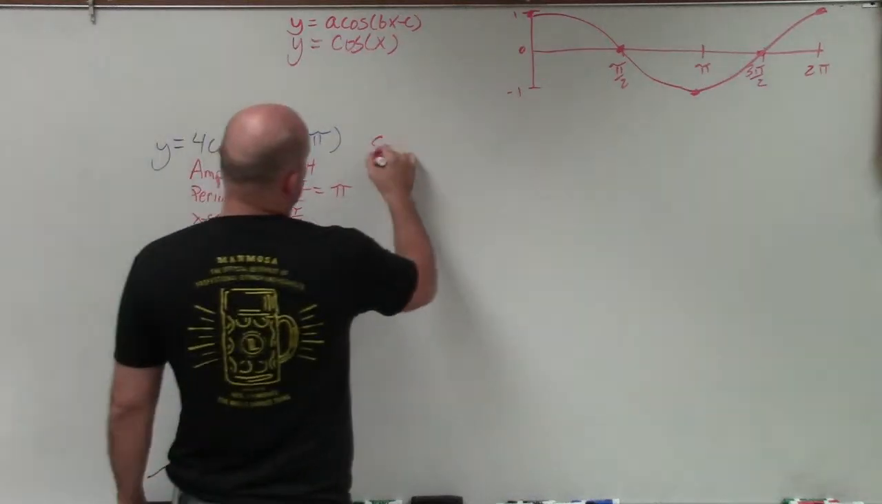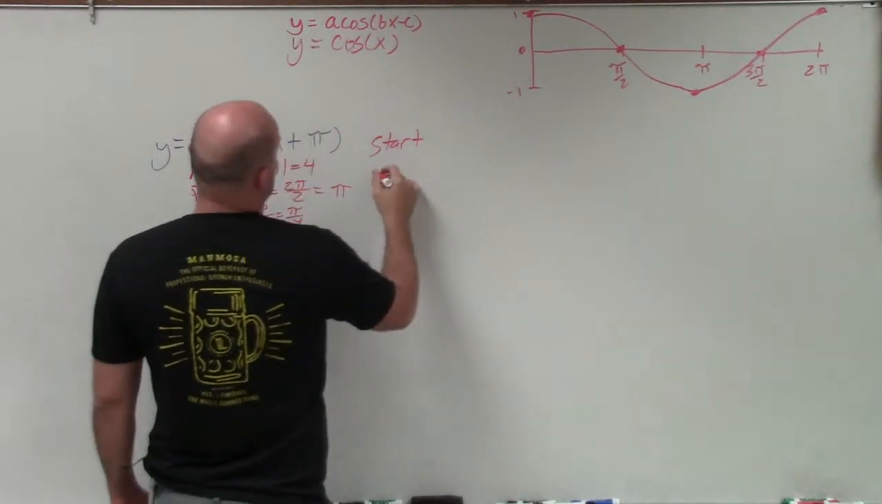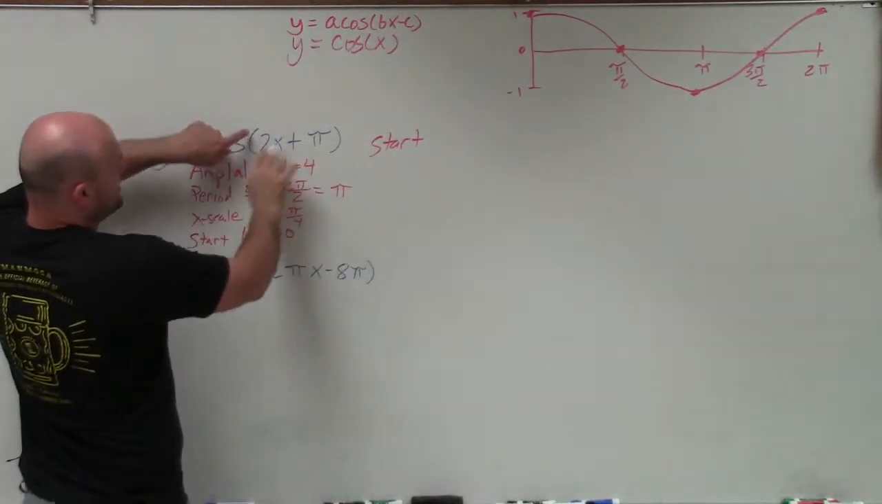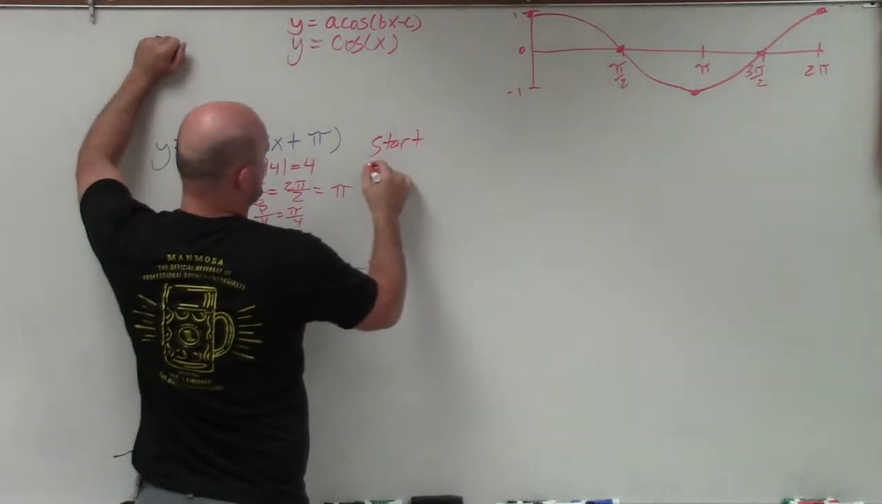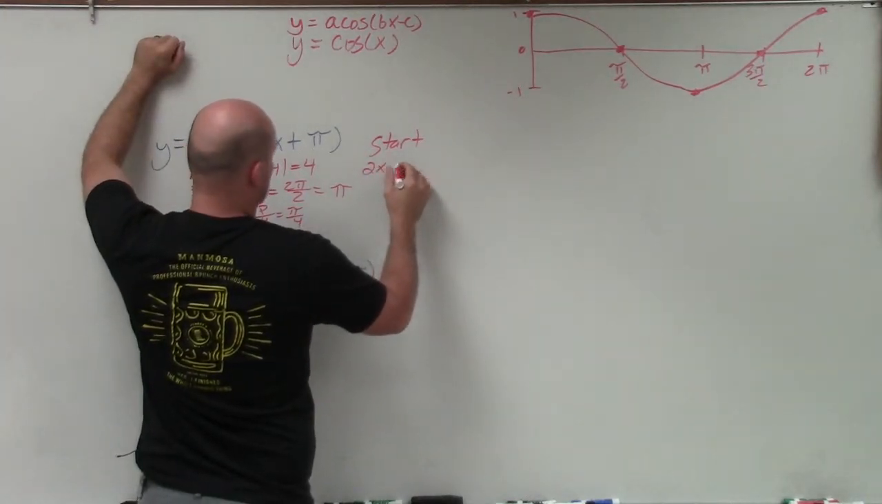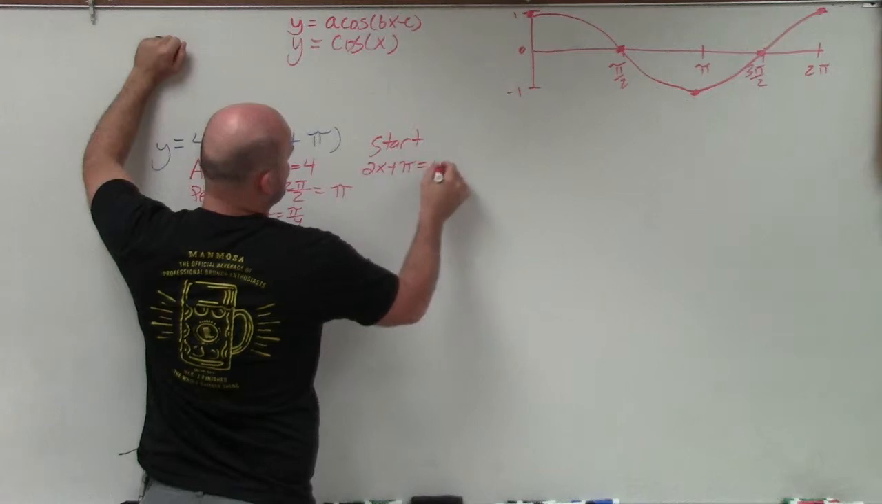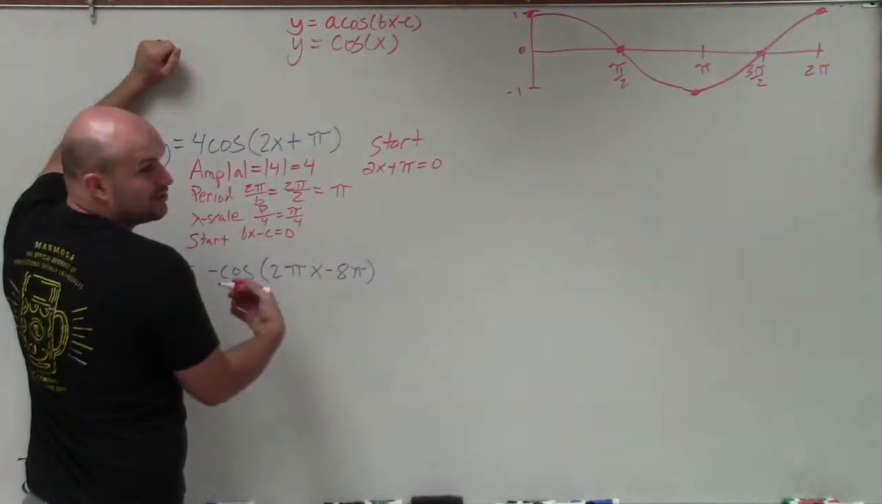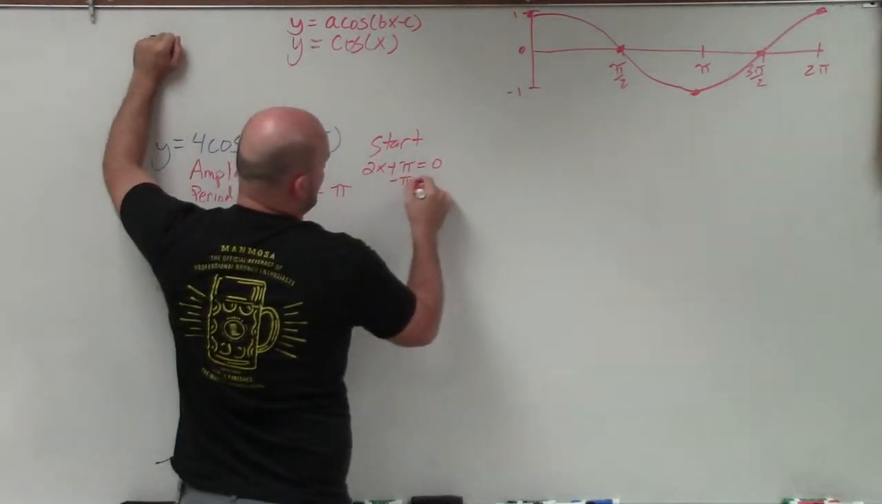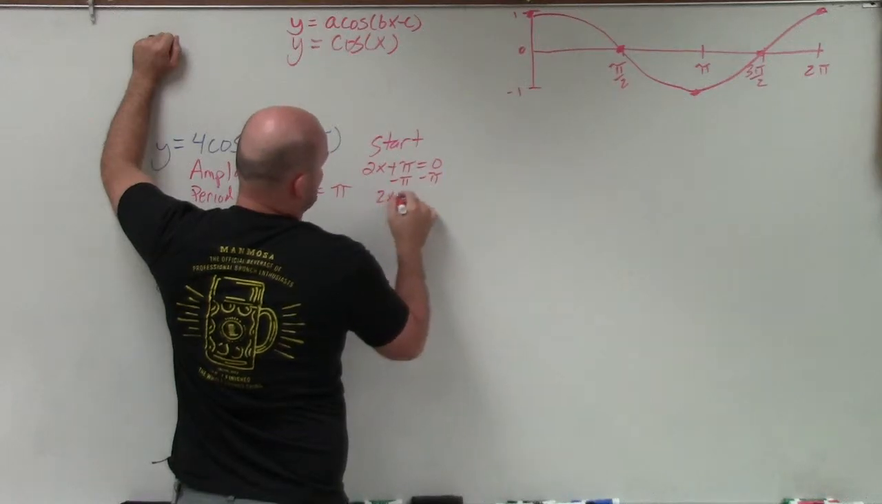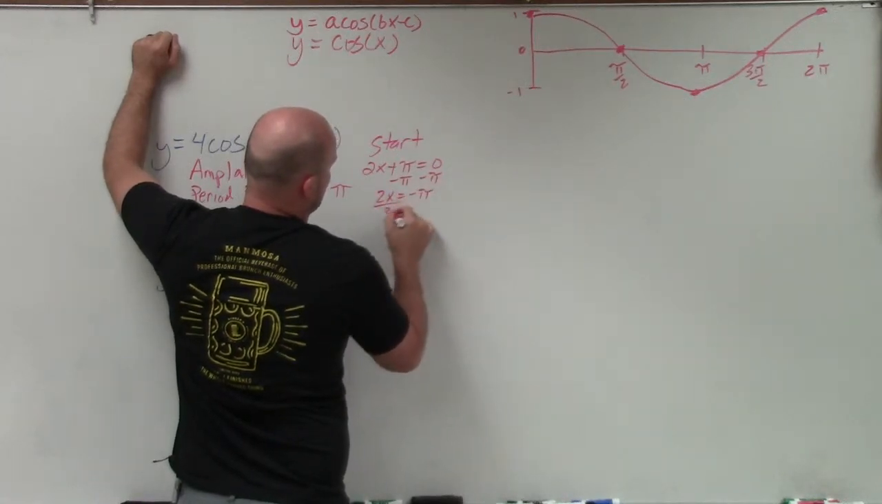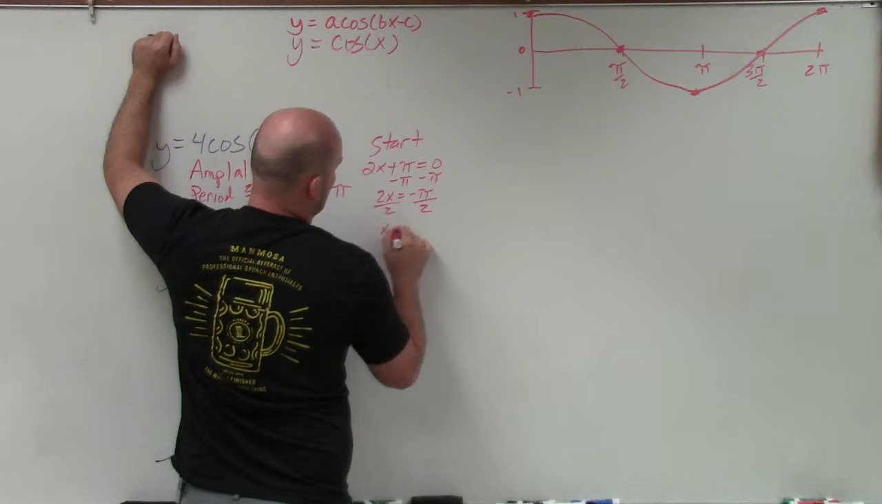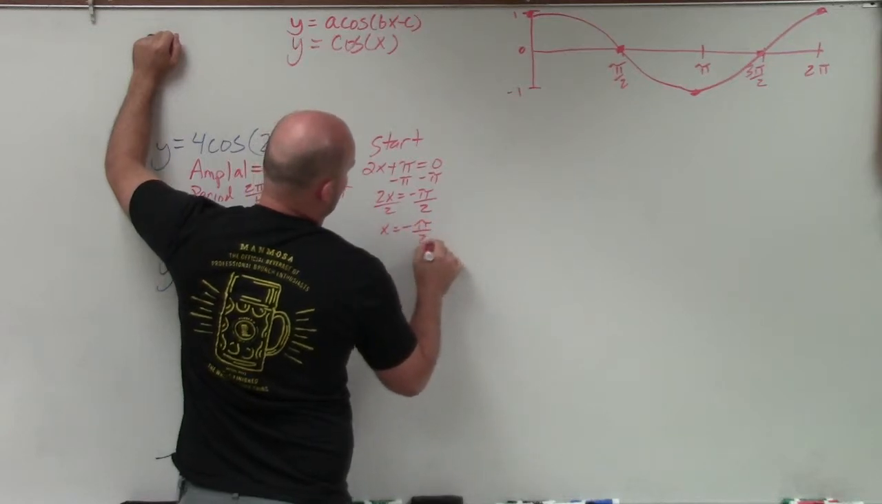I'll do that work over here. In this case, our bx minus c is 2x plus pi. So I'm going to take 2x plus pi and set it equal to 0. Now we're going to solve for x. I'll subtract pi, and therefore I have 2x equals negative pi. Divided by 2, x equals negative pi over 2.